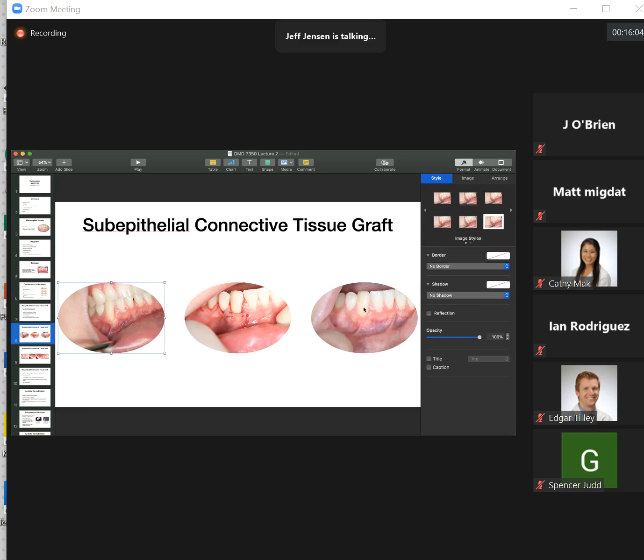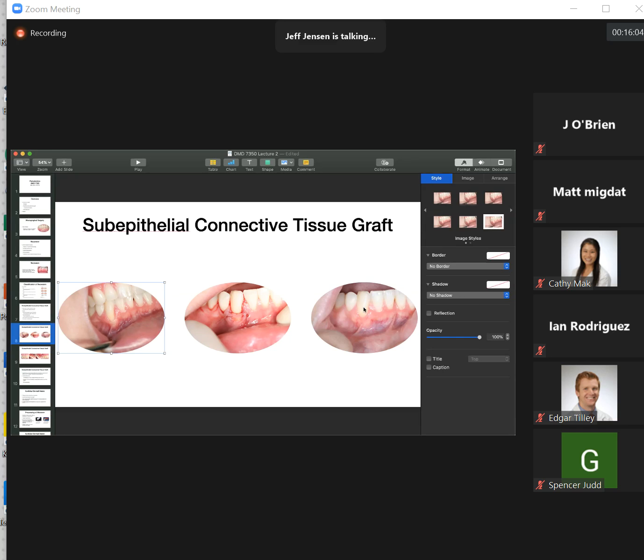Let's see, share my screen again. So this is showing my harvest of the graft. Okay, so essentially what I've done is I use what's called a Harris knife.